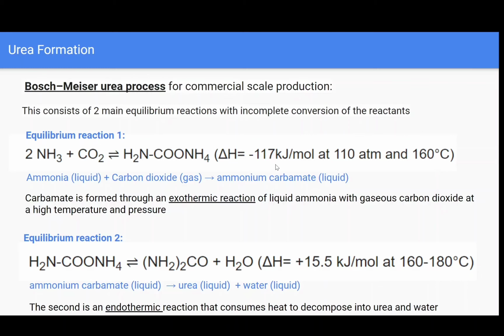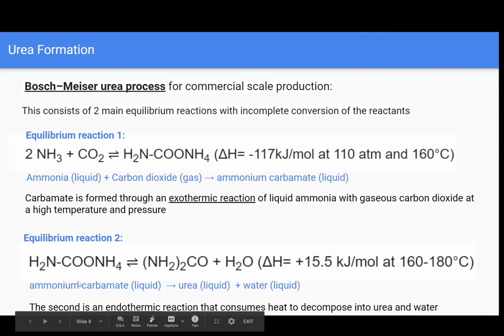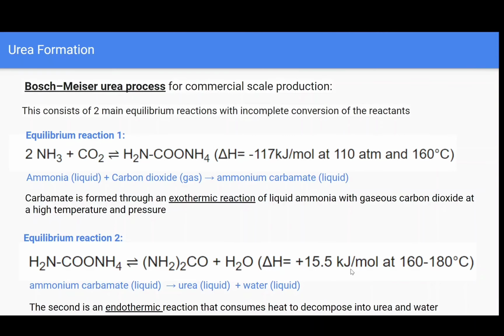We can see delta H value is negative here. The second equilibrium reaction involves taking this ammonium carbamate found here, which is in liquid form now, and applying heat to it, and it breaks down to form urea in liquid form and water again in liquid form. So this requires heat. It's an endothermic reaction. We can see it requires plus 15.5 kilojoules.